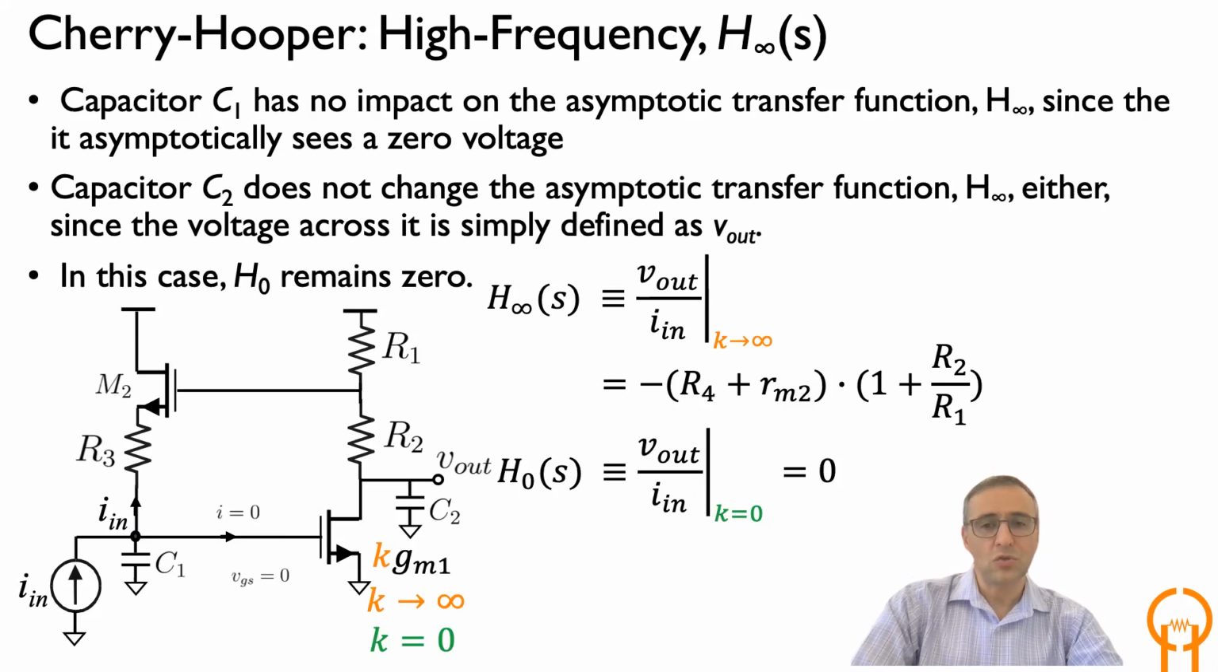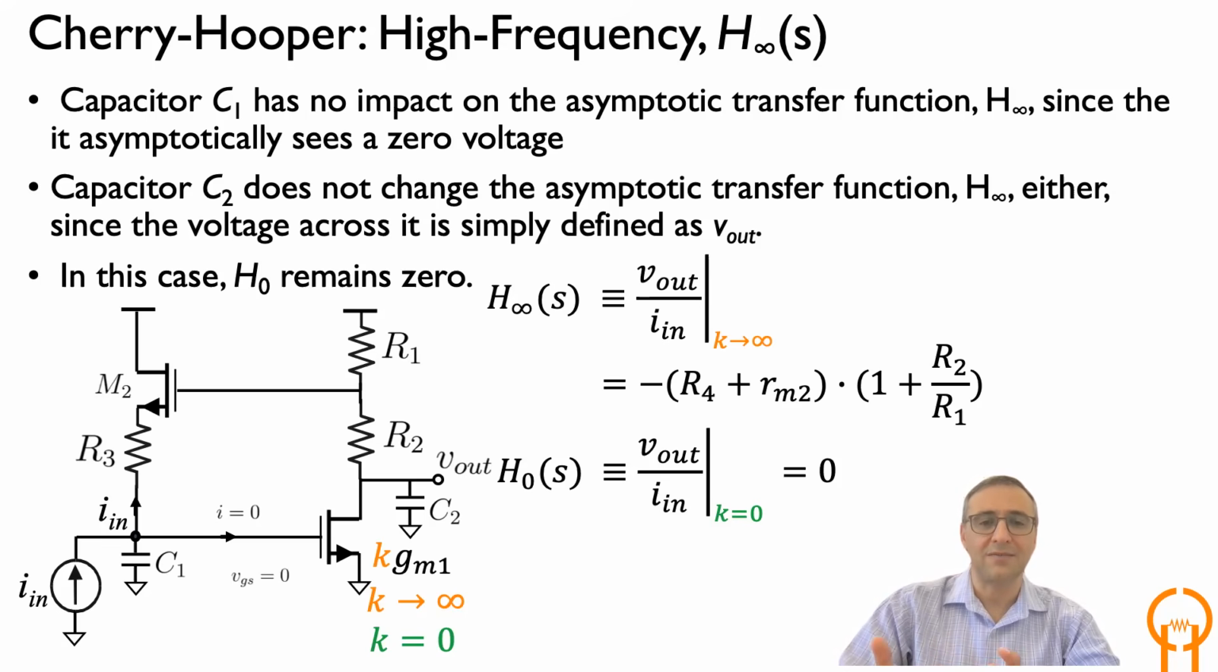If you take these two, you can do a similar calculation for H infinity, the asymptotic transfer function. And you will see that it's going to be the same, because C1 has no effect: the voltage across it asymptotically, when K goes to infinity, interestingly, is 0. So there is not going to be any current flowing through C1. So C1 does not play a role in H infinity. Neither does C2, which is actually a more interesting reason, because whatever the effect is, the voltage across it is defined as V out.